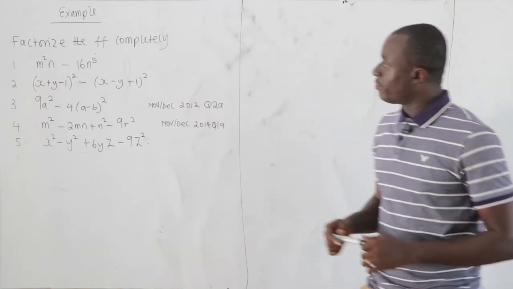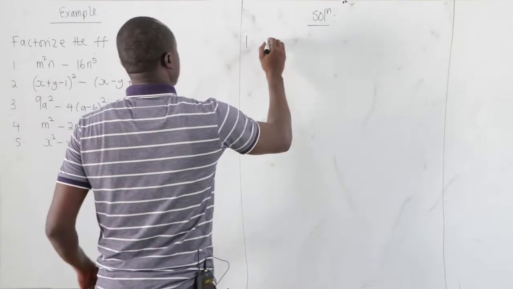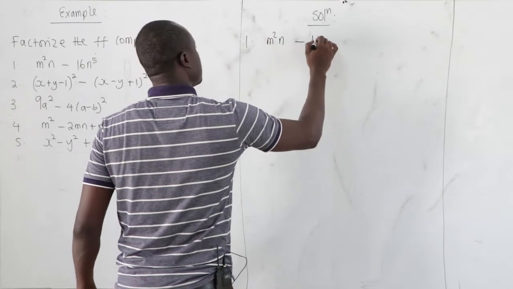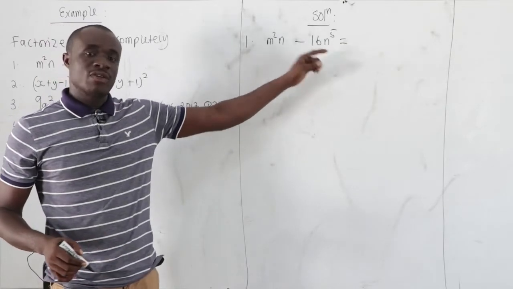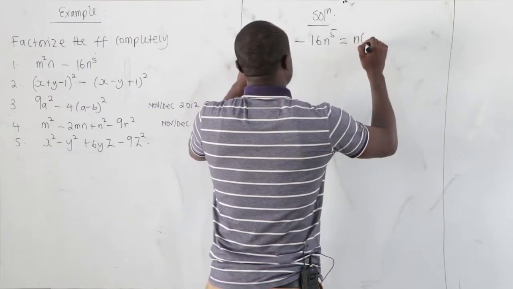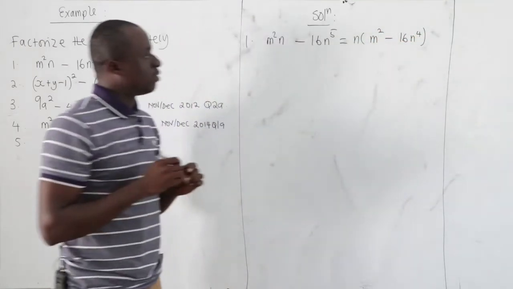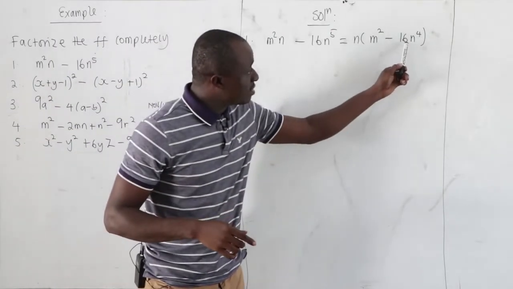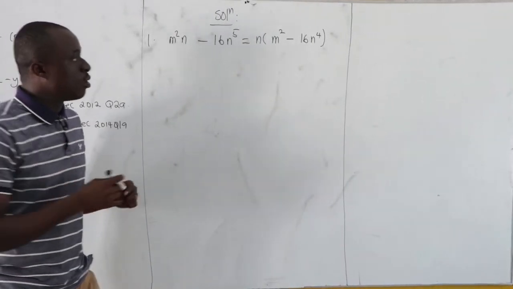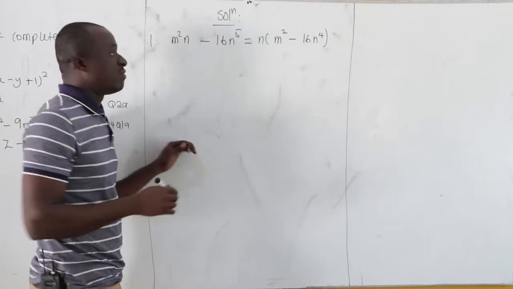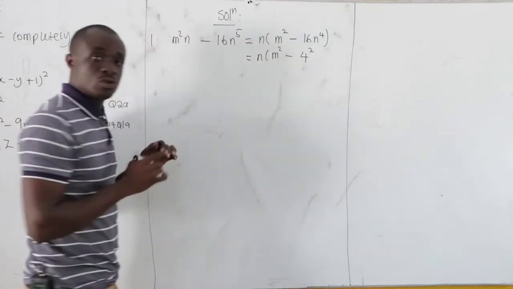Now let's consider the following example. Factorize the following completely. So our first one, we have m squared n minus 16 n to the power 5. Clearly, you can see that n is a factor of the first term, n is also a factor of the second term. So here we can factorize n out, and you have m squared minus 16n to the power 4. Clearly, I can see that I can make everything over here all to the power 2 and get difference of 2 squares. So let me work towards that. Now 4 to the power 2 will give us 16. So we have m squared minus 4 squared, because 4 squared will give us 16.